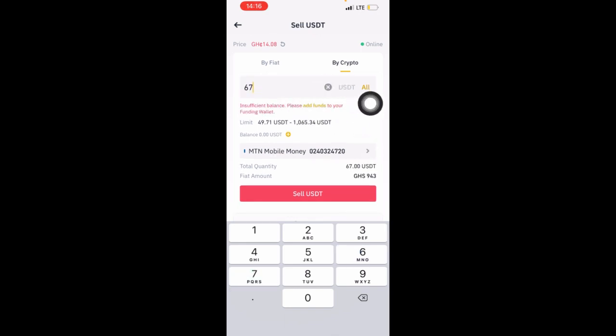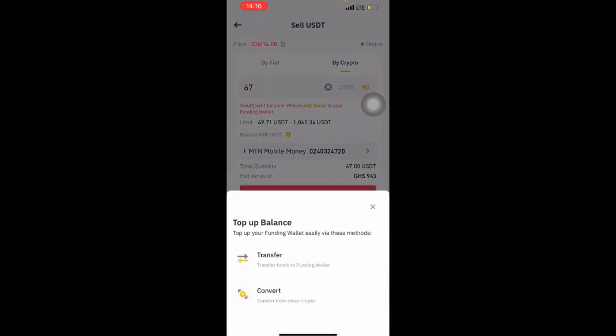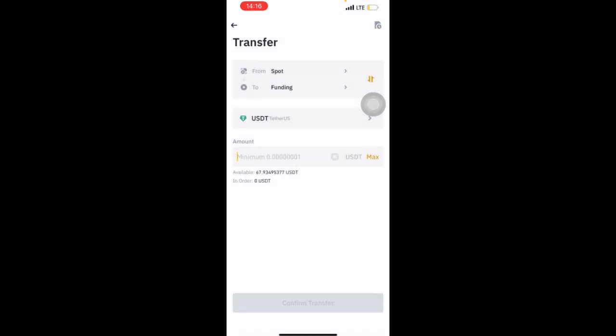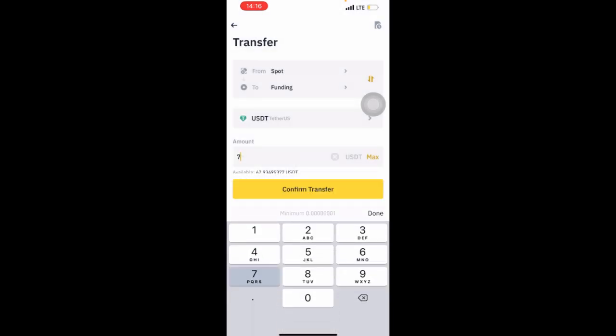So I will see the add funds, because if the money is in your spot wallet, you can't do P2P unless you transfer it from your spot wallet to your funding wallet. So I will add funds, go to transfer, and I'll enter the amount I want to transfer. So 67.93.